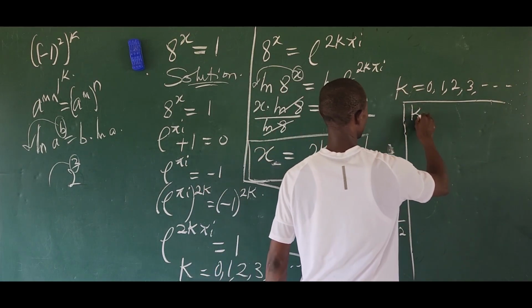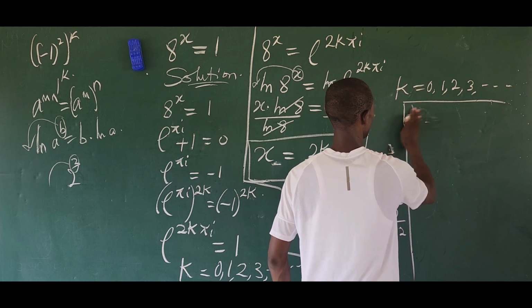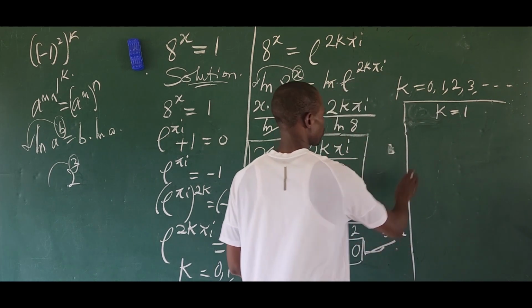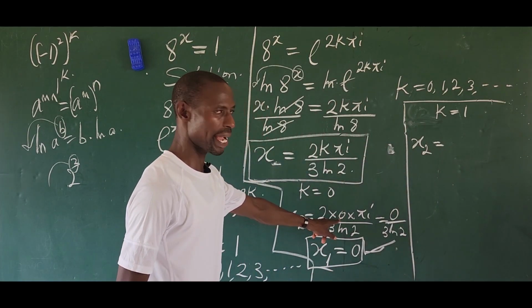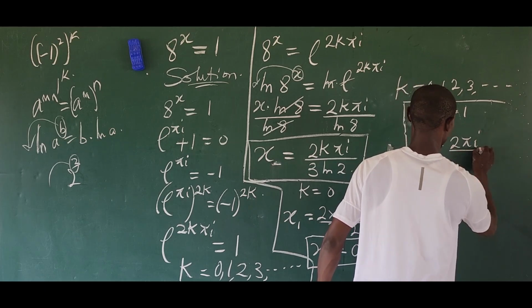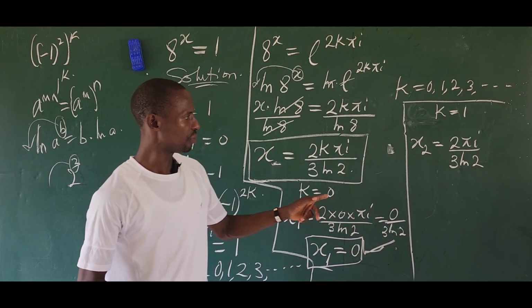So for our x2, what will be the value of k? So we're going to have k is equal to 1 for our x2. So we're going to have x2 is equal to, we're going to put in 1 here. And so that will give us our 2 pi iota all over 3 ln of 2. So this is the value of our x2.